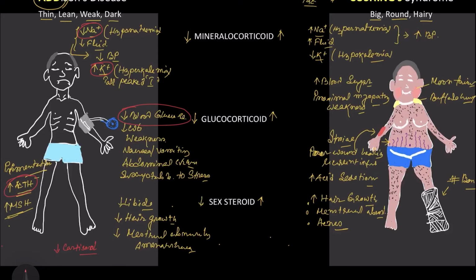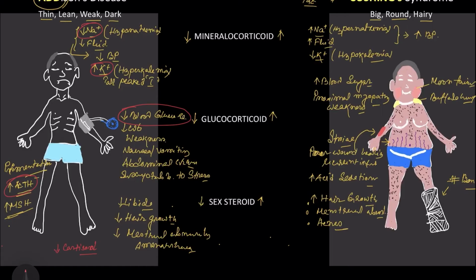Also we can perform another test which is known as the ACTH stimulation test. In that test, we give the patient exogenous ACTH. So in a normal person, that exogenous ACTH will increase the cortisol secretion, but in Addison's disease it will fail to do so.